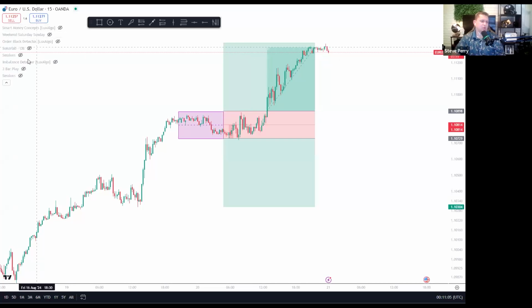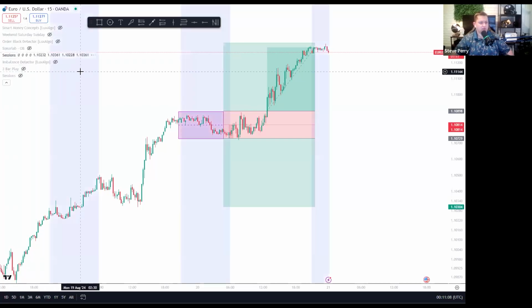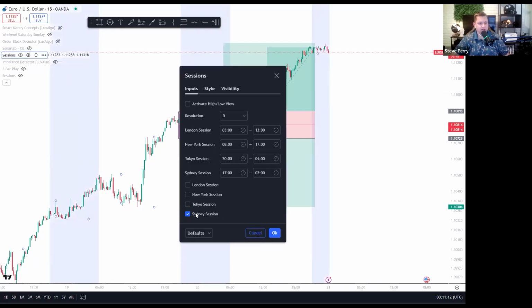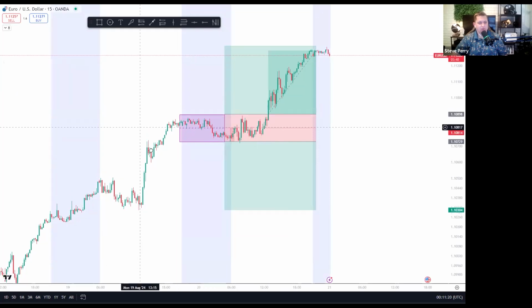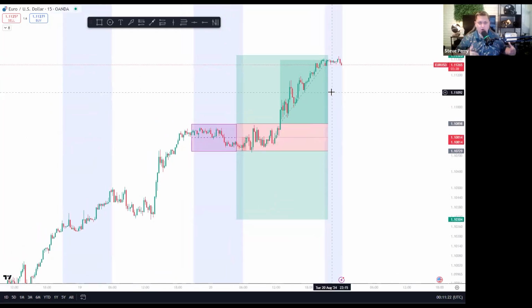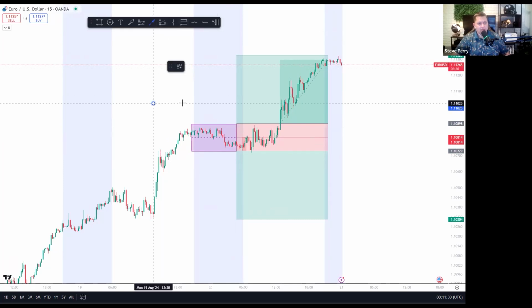To put this in perspective, I'm going to use this thing called sessions. It's a free indicator on TradingView. It basically indicates where Sydney is, and it'll show you where London is and so on. I'm just going to have it show me Sydney. In this light blue area, those are the Sydney sessions. We're actually in this call right now, just starting the Sydney session about an hour or two ago. And yesterday, this light blue area is Sydney from yesterday, and you can see the euro dollar did not move much in this period.